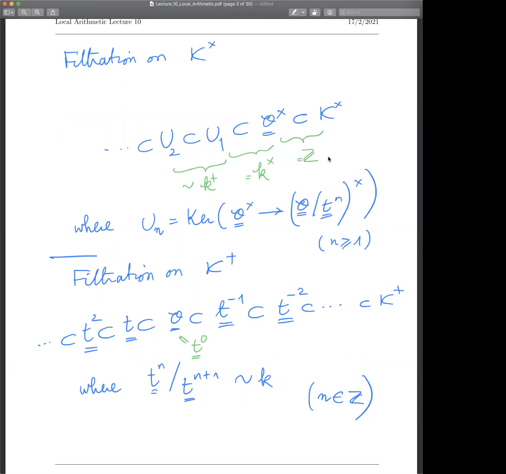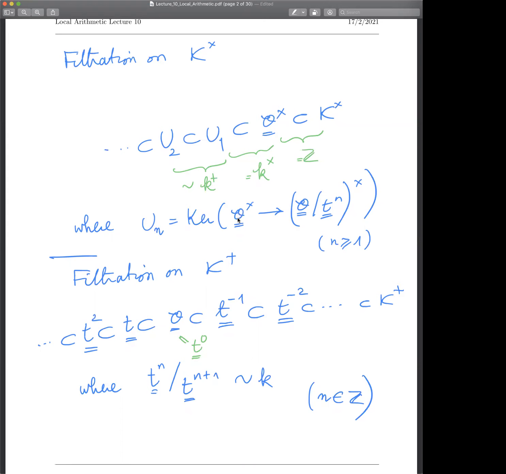So let me explain what those filtrations are. The filtration on the multiplicative group k star is more familiar. k star contains the subgroup of units, which is O star, right? And this group of units contains what are sometimes called higher units. So U1, U2, these are all subgroups of O star. And how is UN defined? UN is defined as the kernel of the map from O star to O modulo T to the N star.